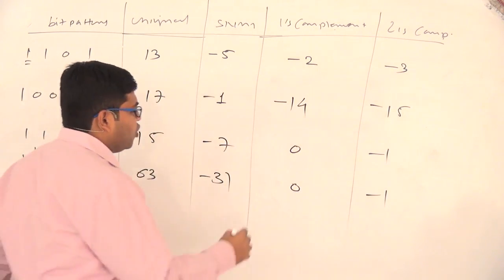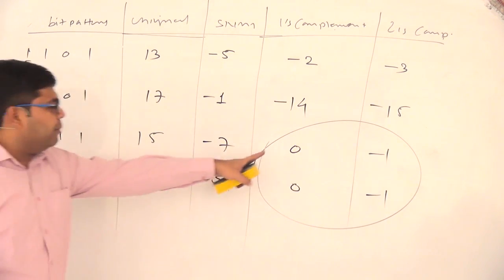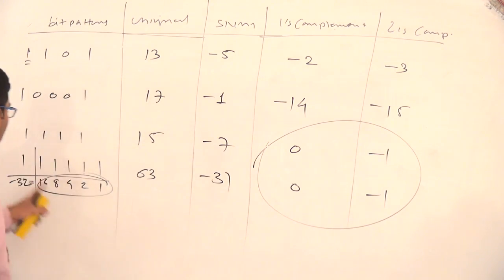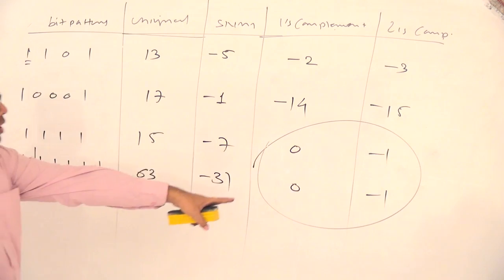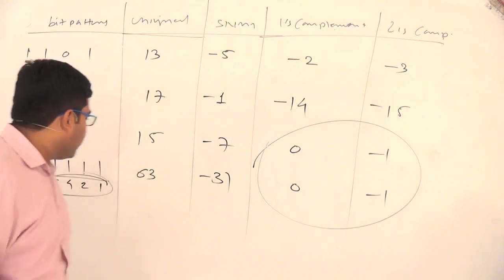Again, one observation from these two values: all ones in 1's complement means 0 and all ones in 2's complement means minus 1 always. Okay. So these observations are quite important.